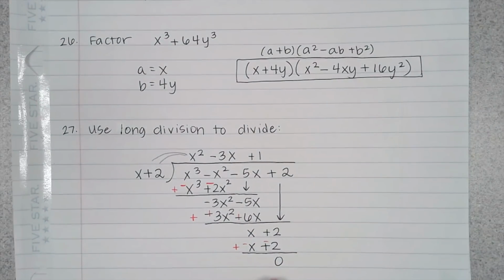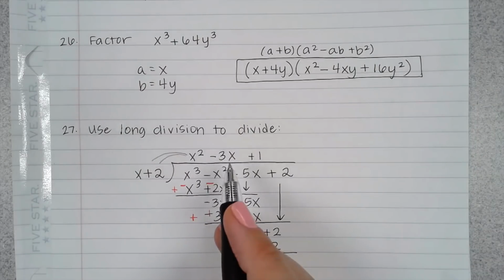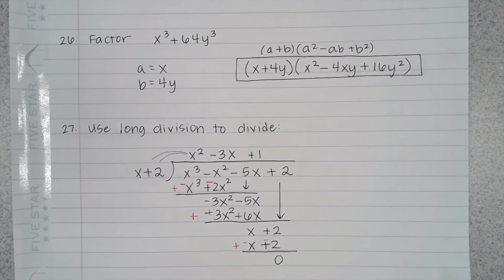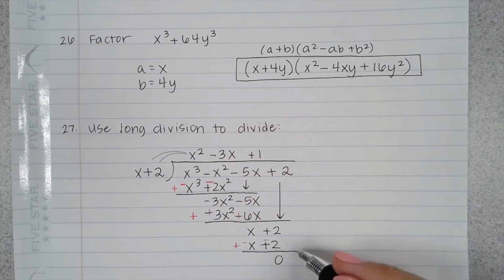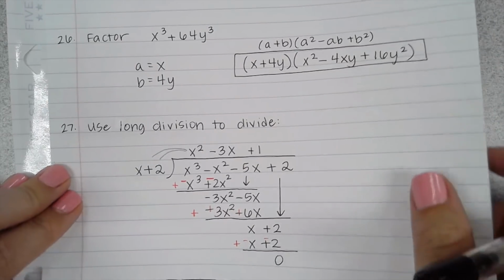When you finish this question with 0, that means that there's no remainder. But be careful with the way that you write your answer. This piece up here at the top is your answer to the question. So for this problem, your answer would be x to the second minus 3x plus 1. It's not the 0 that's left over at the bottom. That's not your answer to the question. It's whatever this piece is at the top. So this problem had no remainder, but the last problem in the work for today will have a remainder.